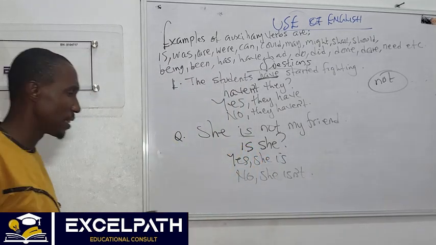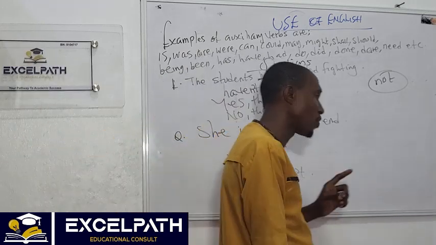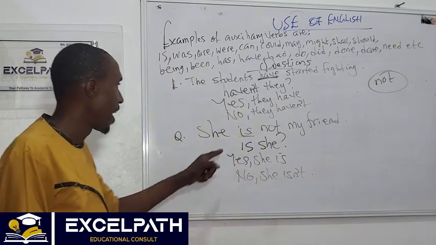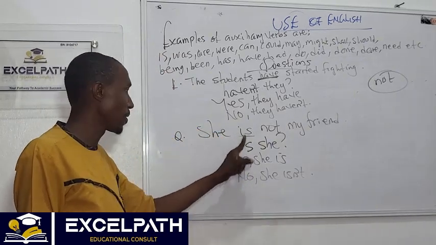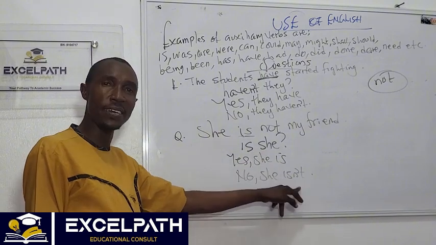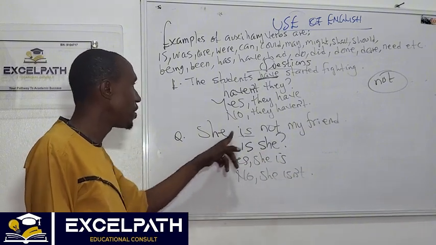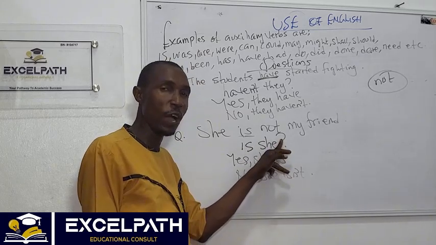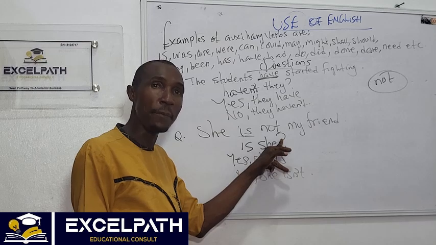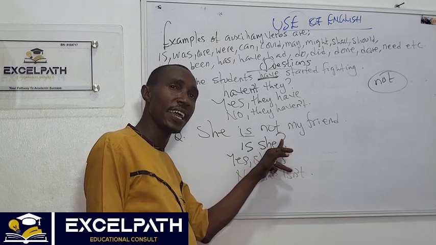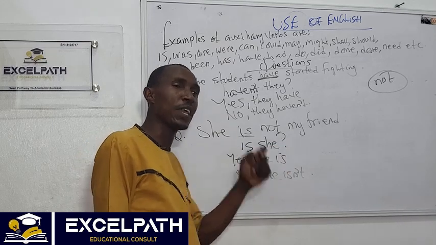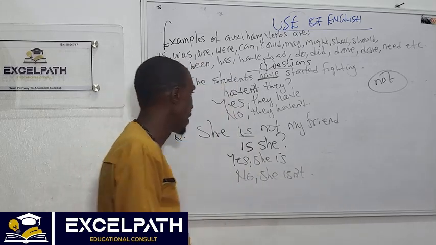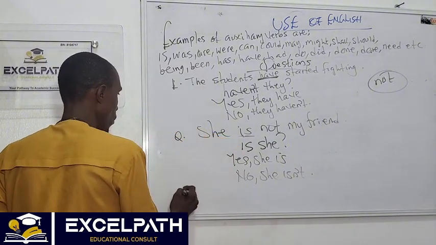So note that whenever you see a question, do not change the tense. Is was used. Is still used to supply the what? Answers. So now she is not my friend. Was it she or was she? No. You have changed the tense. You are not permitted to change the tense. It is the tense of the statement that will also determine your answer. Are we together?